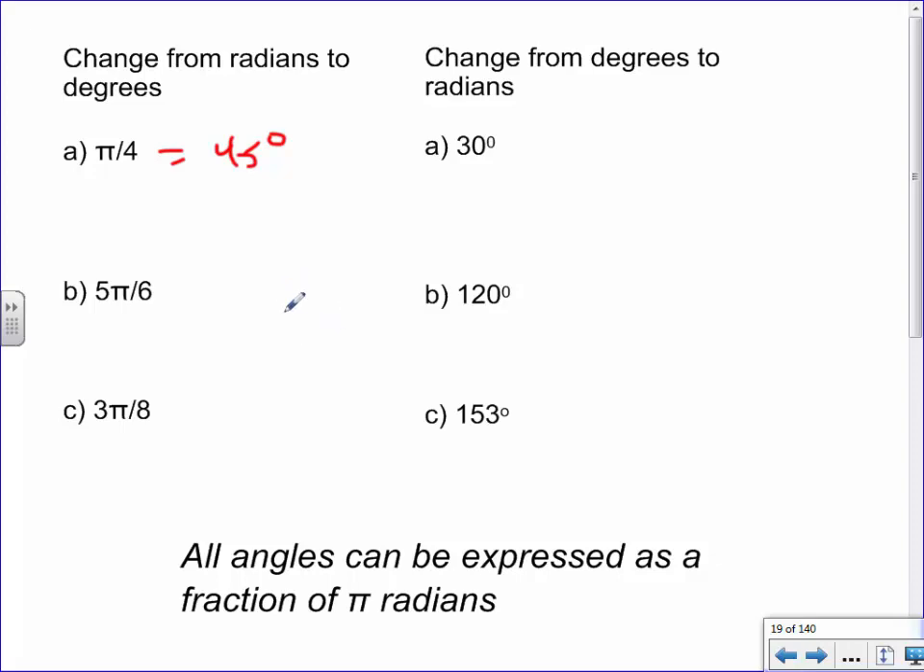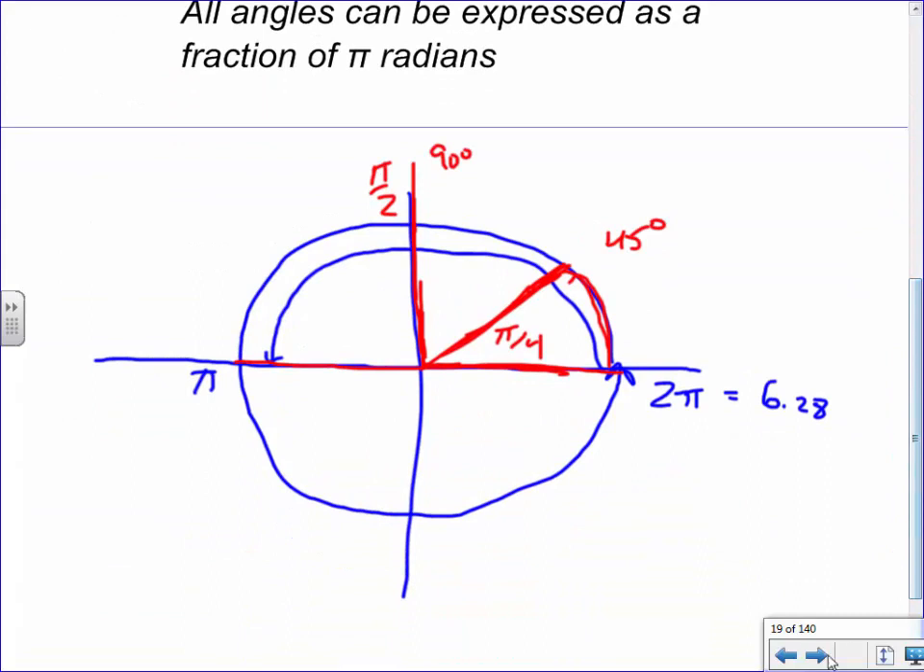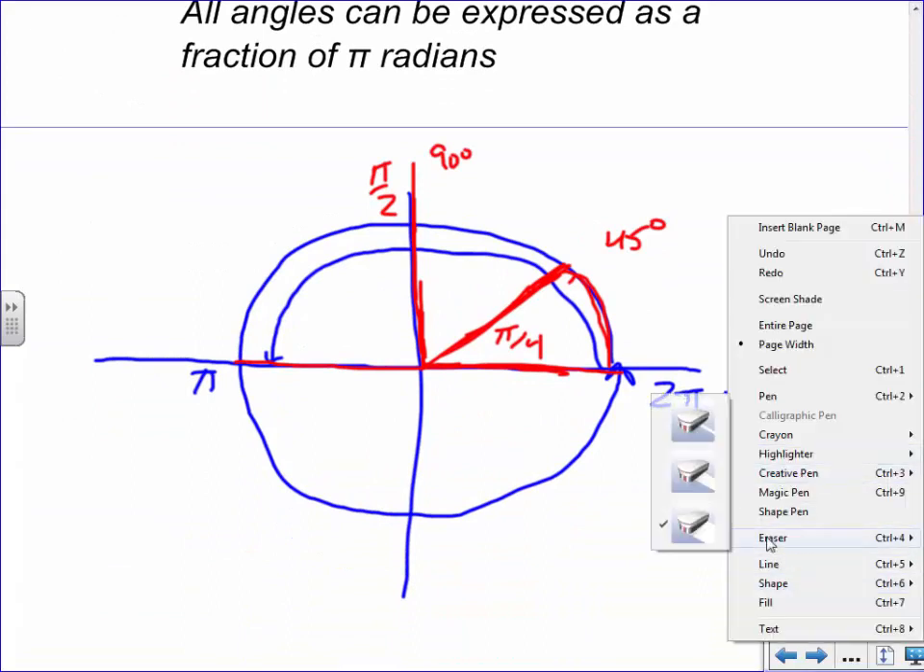Let's try another one. I'm going to try to graph 5 pi over 6. So I'm going to erase some of the stuff and I'll do it again here.